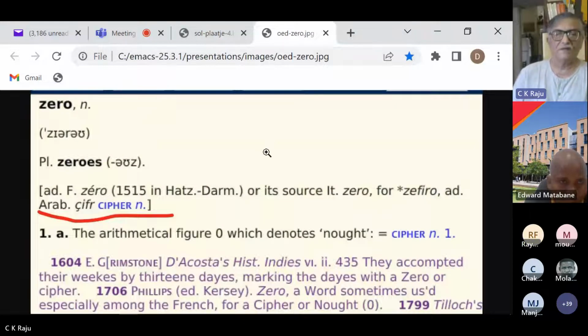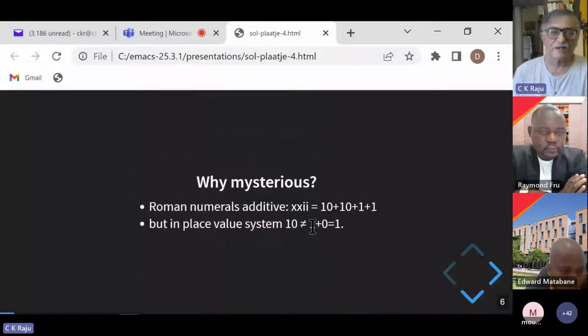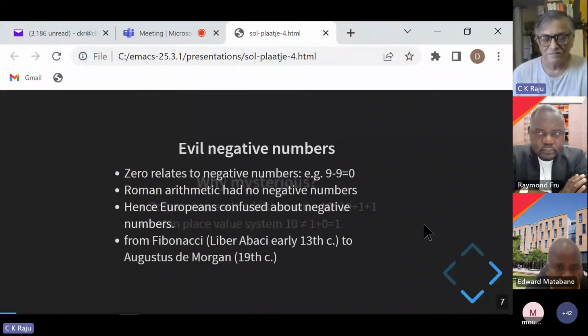Okay, so this is from the Arabic Sifra, as this Oxford English Dictionary tells us. And Sifra or cipher, as it is called, means mysterious code, a secret code. So what is mysterious? Roman arithmetic was additive, like coins or counters, pebble arithmetic. And the West did not understand it, and therefore they passed a law against zero, a Florentine law against zero in 1299.